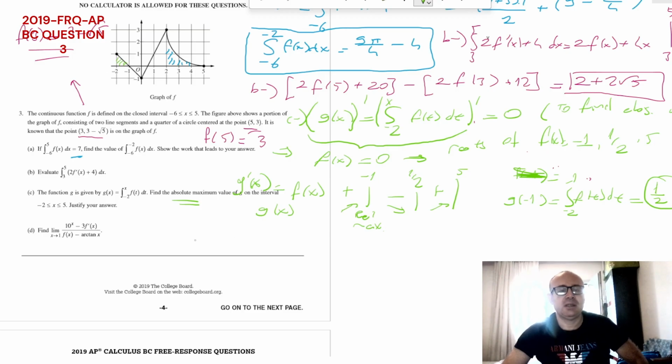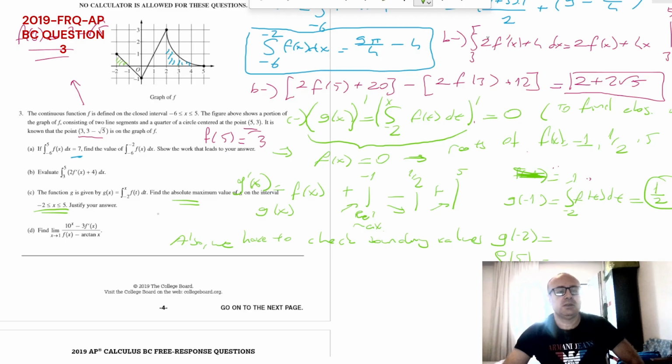But also we have to check the boundary points. Look here, our function is defined between negative 2 and 5. So we have to check g of negative 2 and g of 5 also. G of negative 2 is the integral from negative 2 to negative 2. Of course, it's equal to 0. And g of 5 is the integral from negative 2 to 5.